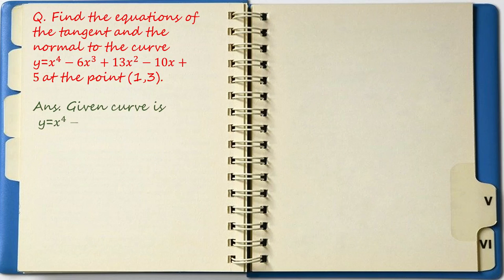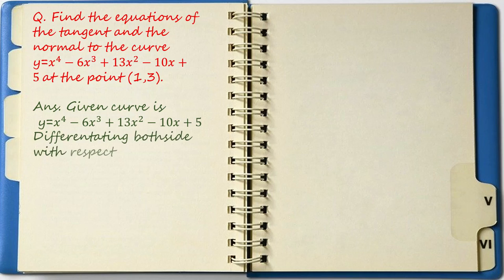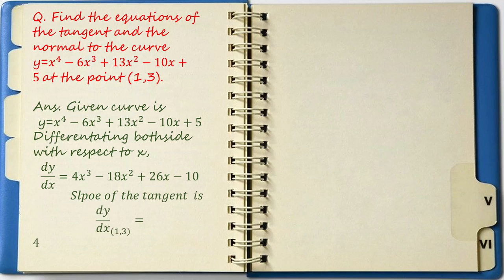One curve is given, you need to find the equation of the tangent and the normal. So here is the curve, that is y equals x to the power 4 minus 6x cube plus 13x square minus 10x plus 5. Differentiating both sides with respect to x, we find dy/dx is 4x cube minus 18x square plus 26x minus 10. Now what is the slope of the tangent? That is dy/dx at the point (1, 3). So put x equal to 1 in this derivative, we find the slope of the tangent will be 2.